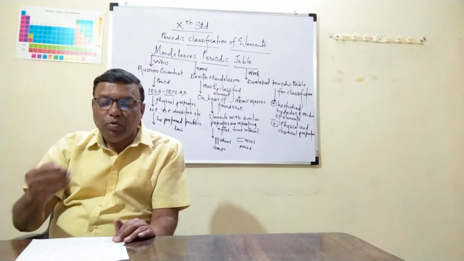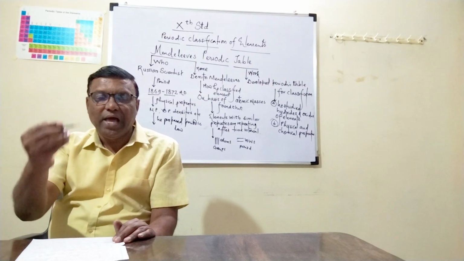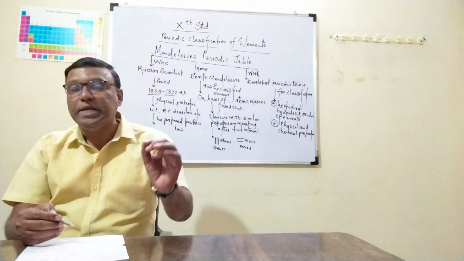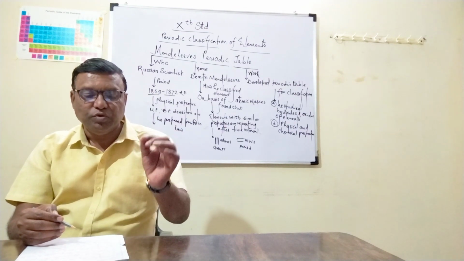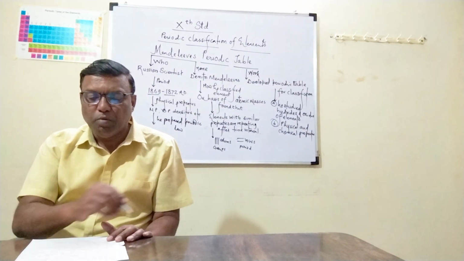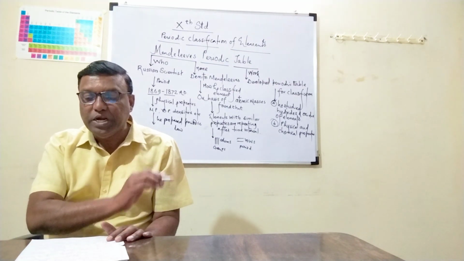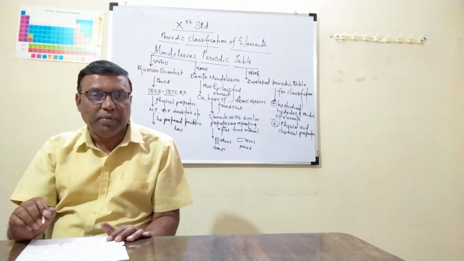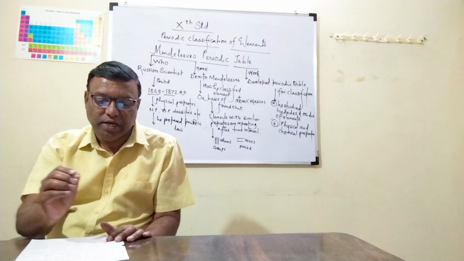Then Mendeleev arranged elements as per the physical and chemical properties of the elements. Mendeleev studied the physical properties of elements. Mendeleev studied the chemical properties of elements, and on the basis of the study of the physical and chemical properties of the elements, Mendeleev prepared his periodic table.